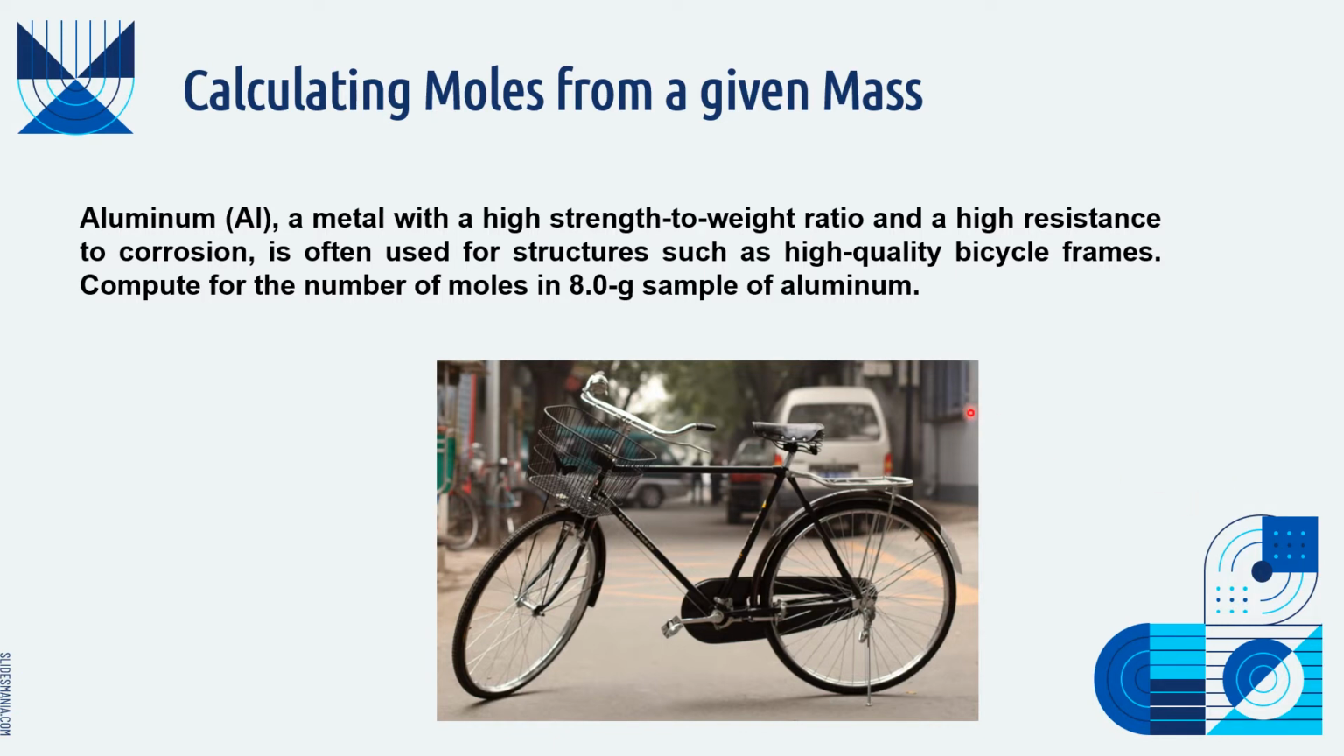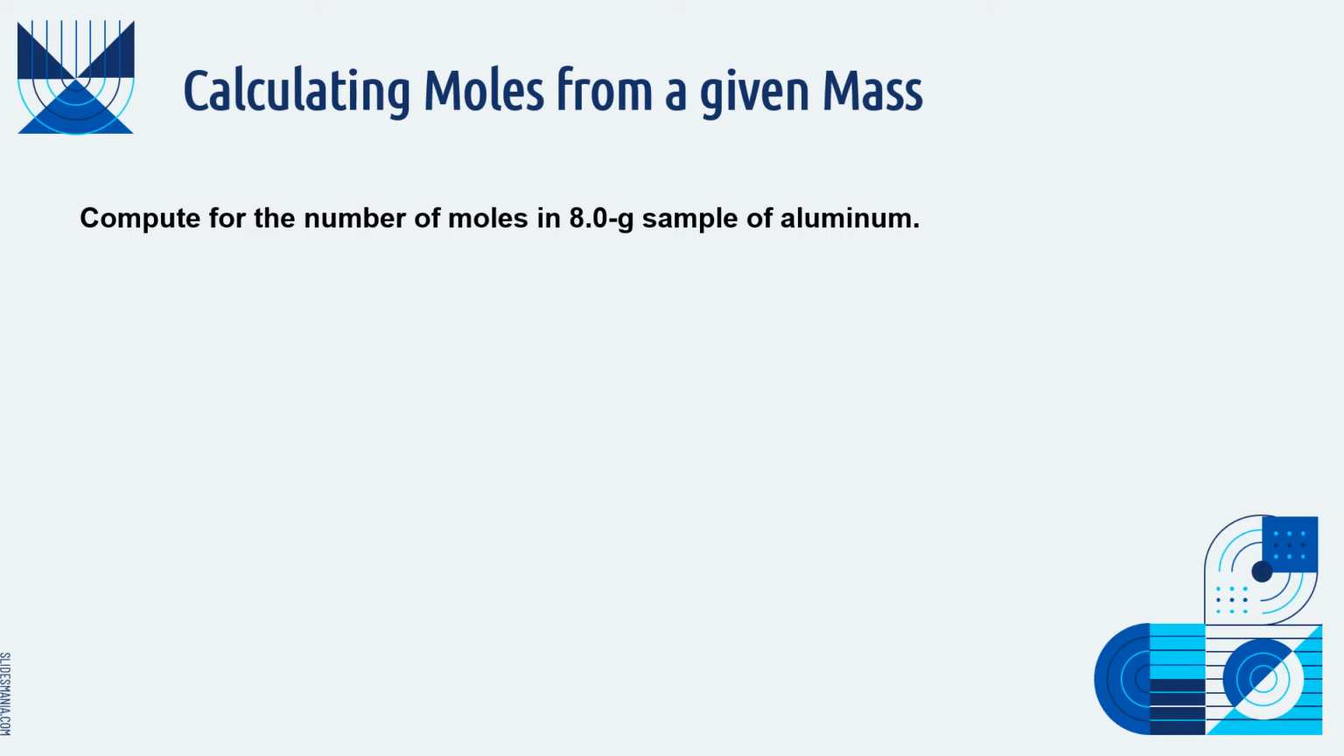So what we're going to do is to identify the number of moles in a given mass. On the previous slide, given a mole, we were asking for the number of molecules, but this time we are looking for the number of moles from the given mass of a substance, like 8.0 gram of aluminum. Compute for the number of moles in an 8.0 gram sample of aluminum.